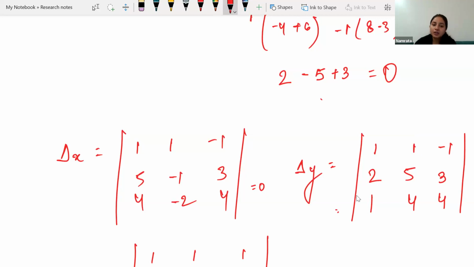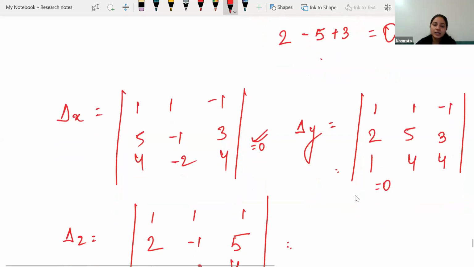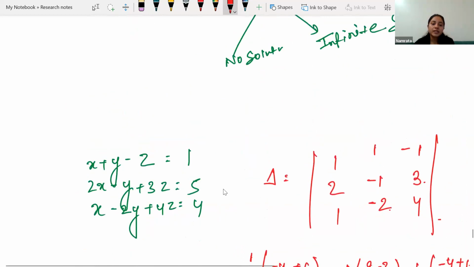You will be getting delta x also as 0, delta y also as 0, and delta z also as 0. Now we just got stuck at two conditions, whether there will be no solution or infinite solution. In such a case, when we are having this third case, what we will do is take any two equations from here, any two.